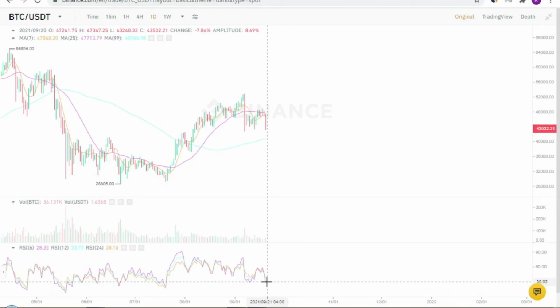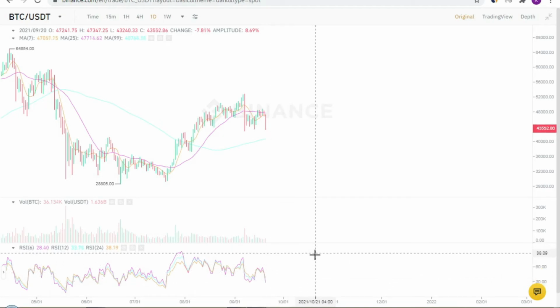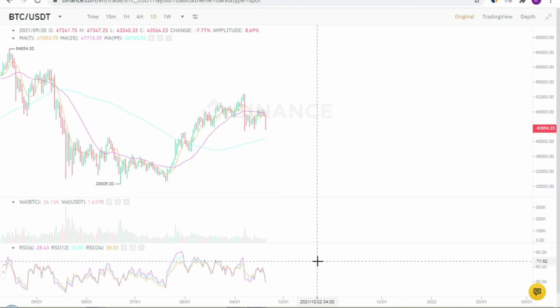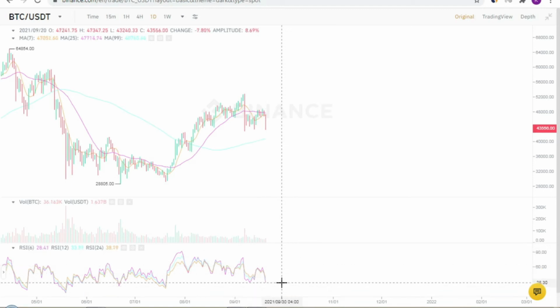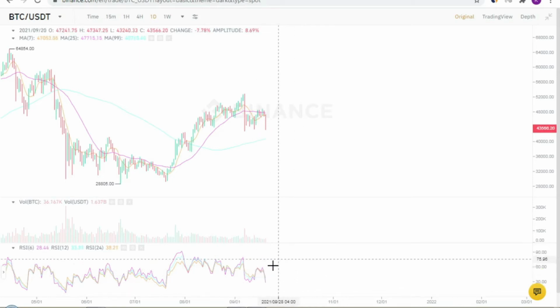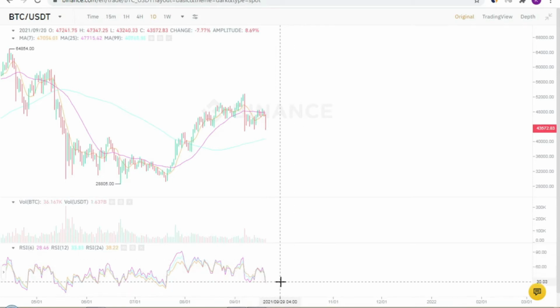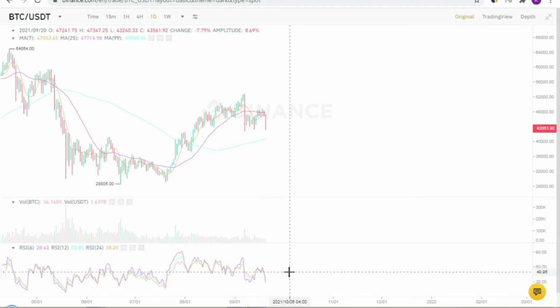Which means it is time to buy. If it goes to 70 or above 70, it is time to sell. You could use this RSI and trade crypto. Of course, nothing is guaranteed, but you can use the RSI alone and trade cryptocurrency alone.